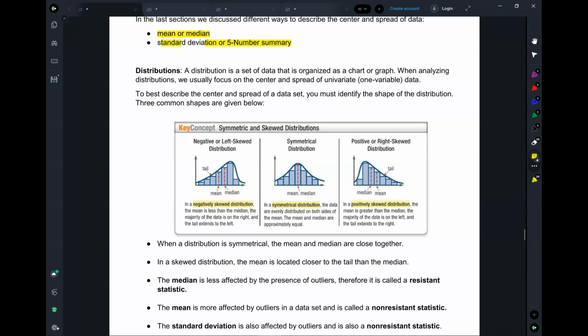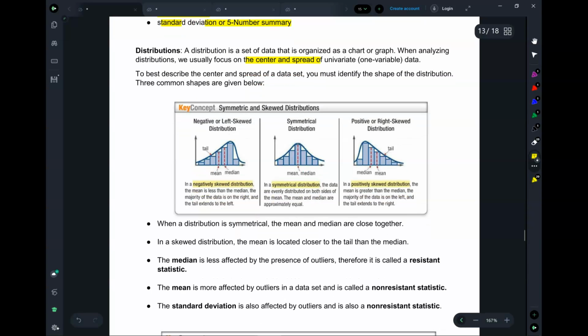A distribution is a set of data that is organized into either a chart or a graph, right? When we analyze distribution, we focus on the center and the spread of our data, right? And we're going to be talking about one variable data, which is also called univariate. Not that big of a deal, just focus on the one variable data. Okay. In order for us to really know how to talk about a data set, we have to look at what it looks like, right? We have to identify the shape of it.